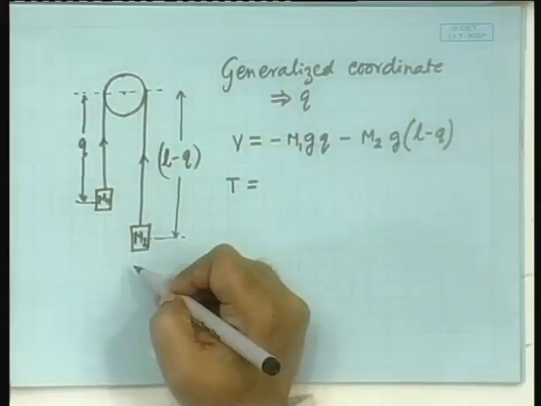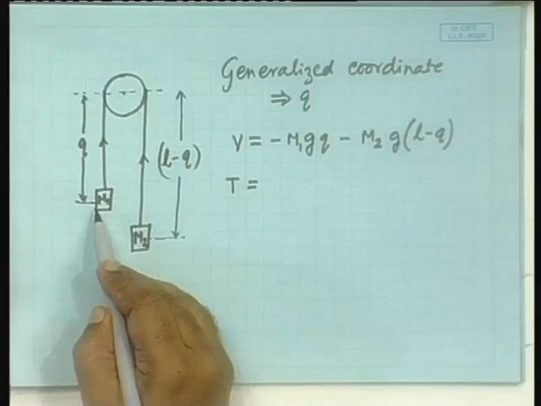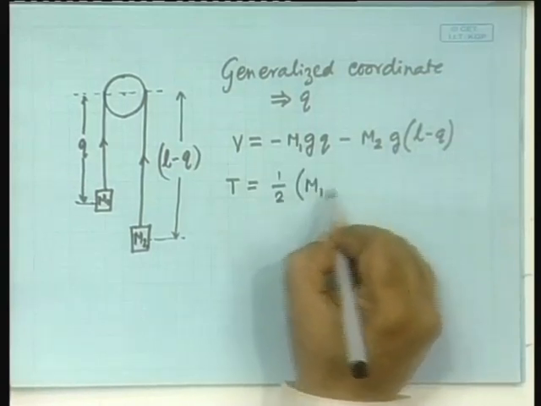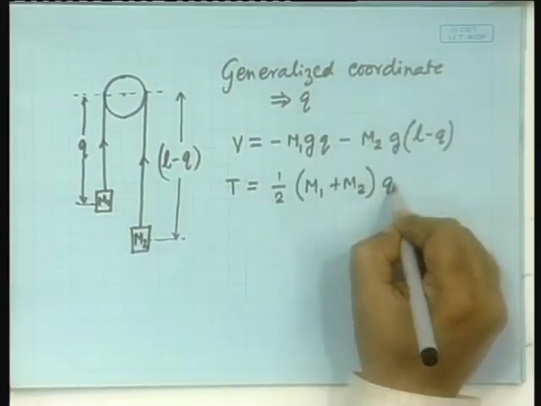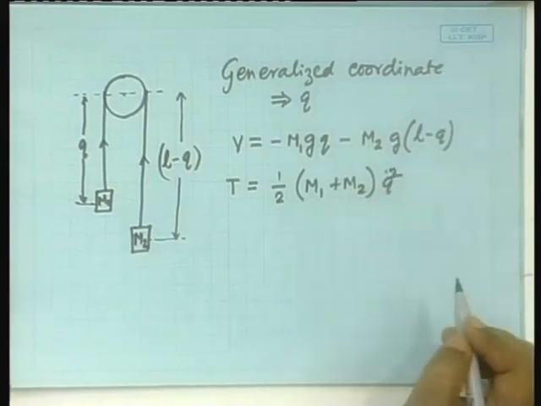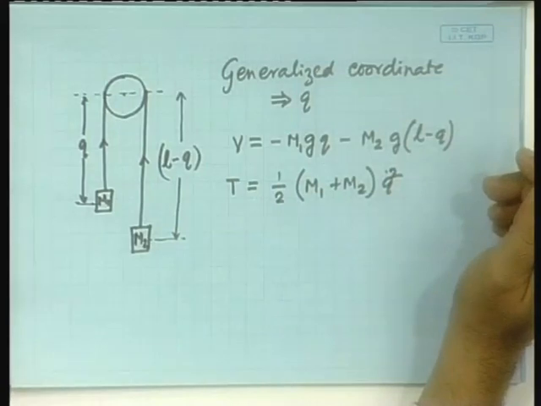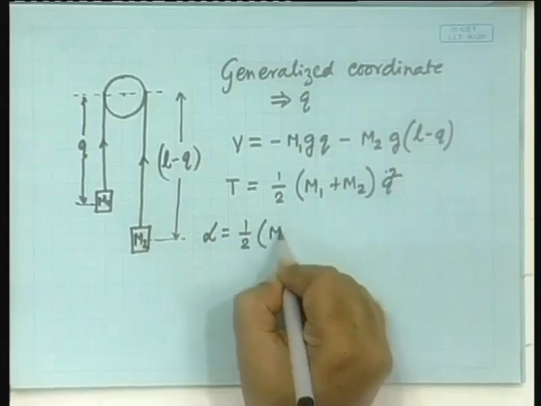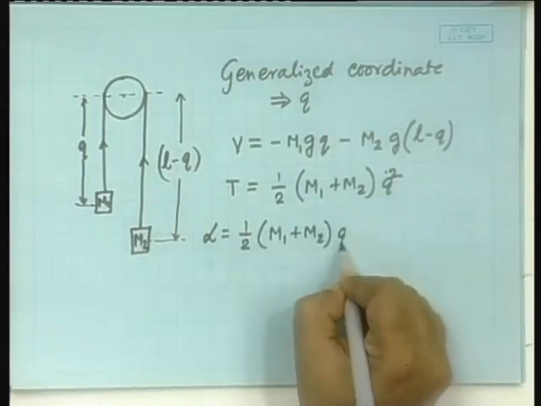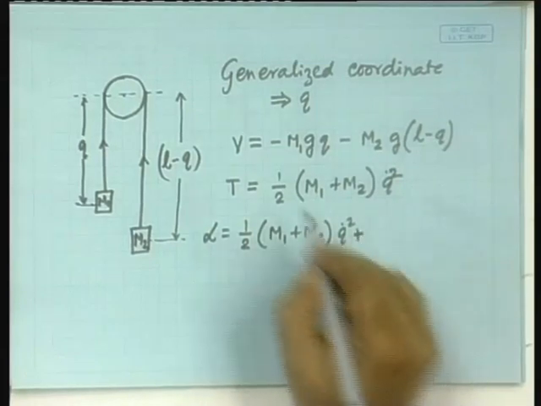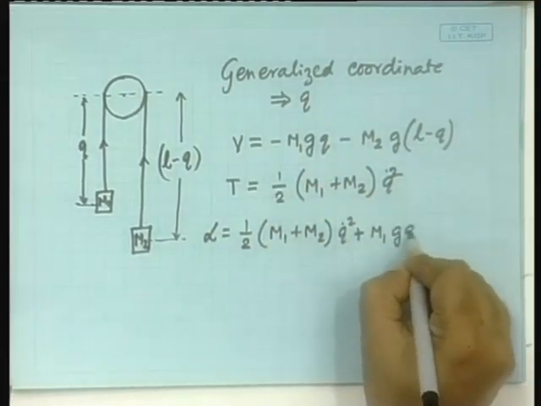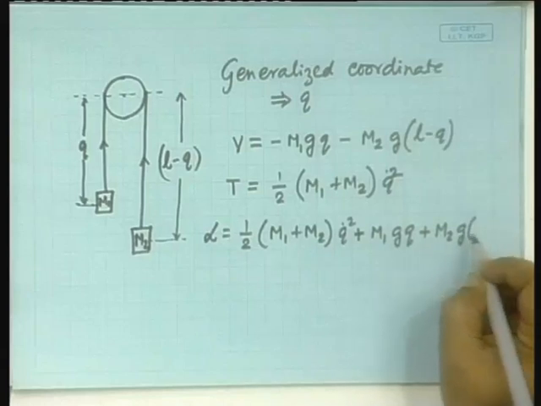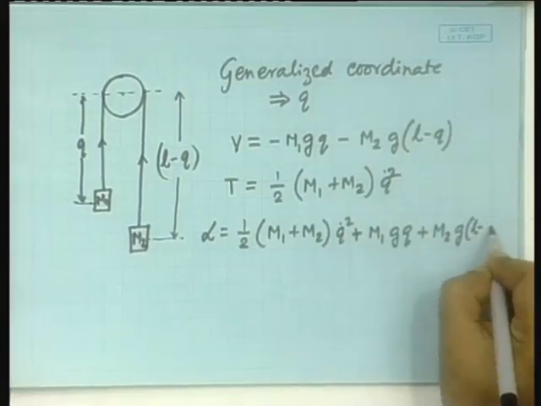they of course move together. So, if this fellow moves with the velocity q dot, that fellow also moves with the velocity q dot, we can simply add them up. So, half (M1 plus M2) q dot square. So, the Lagrangian is half (M1 plus M2) q dot square plus M1 G q plus M2 G, will it go out? No, (L minus Q).